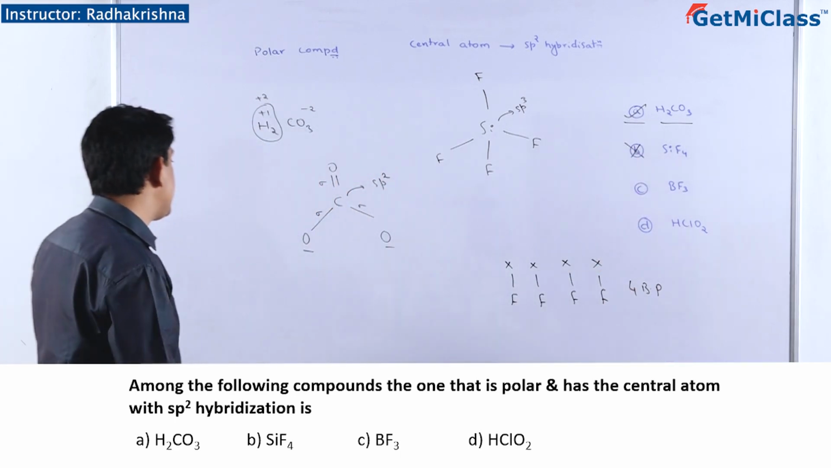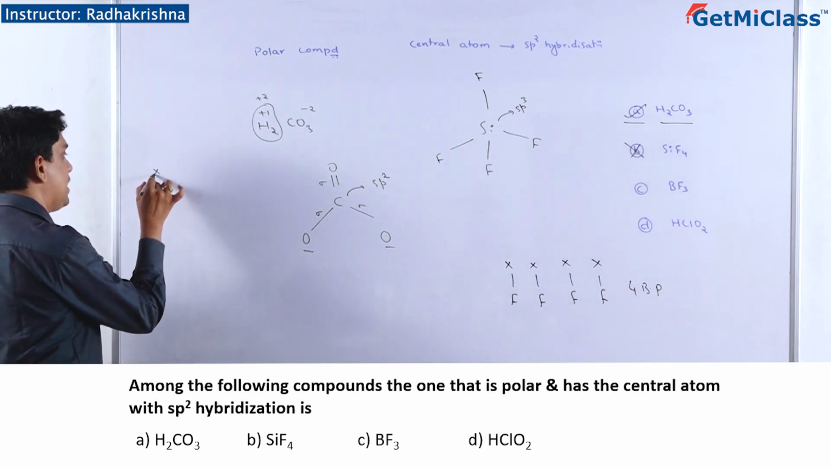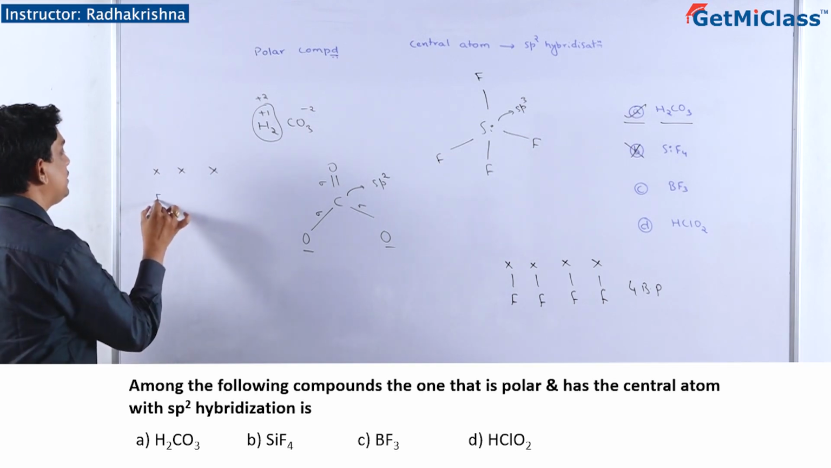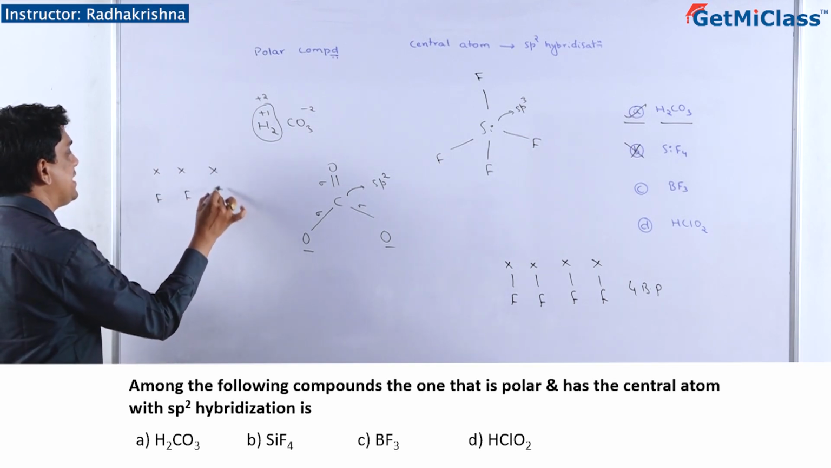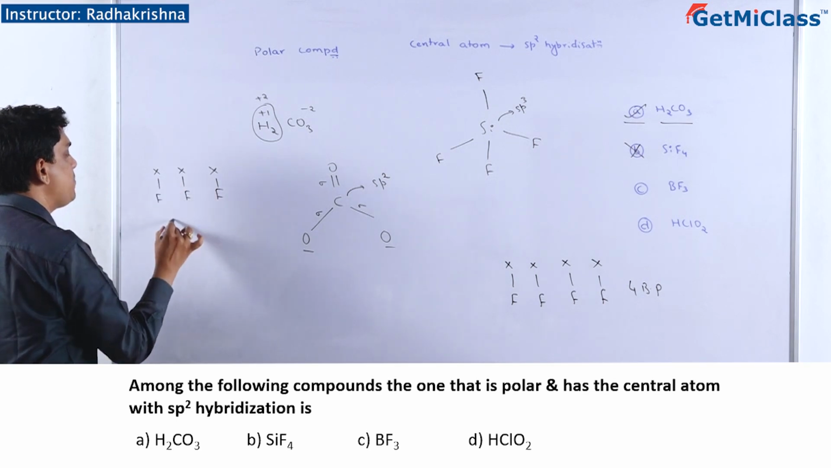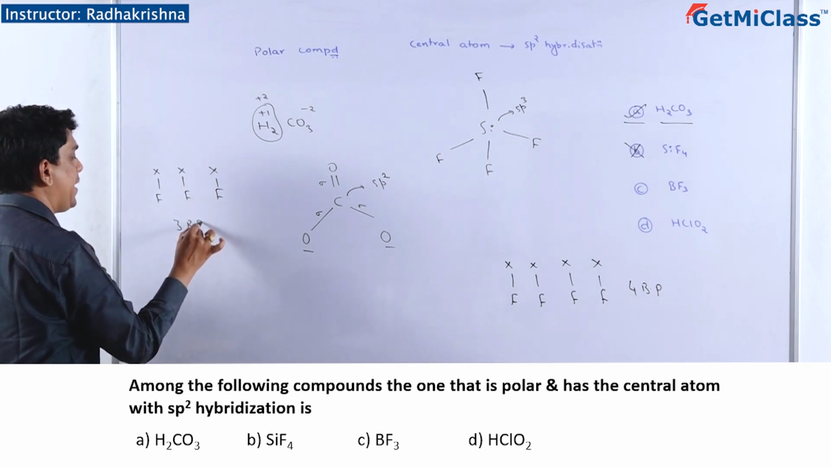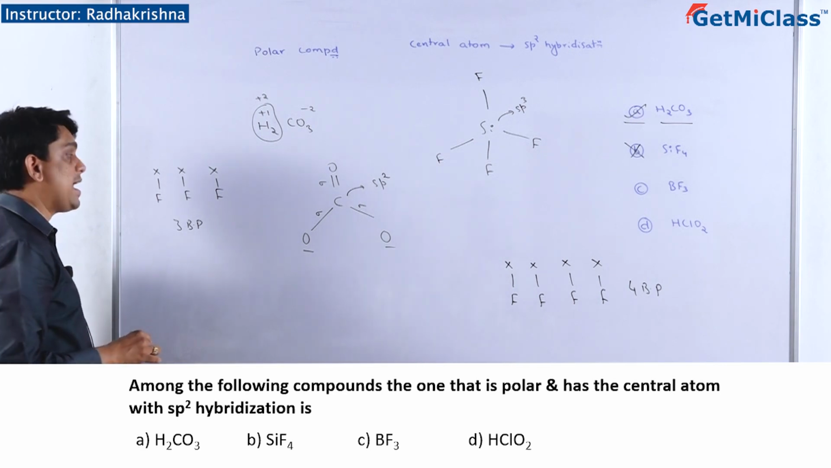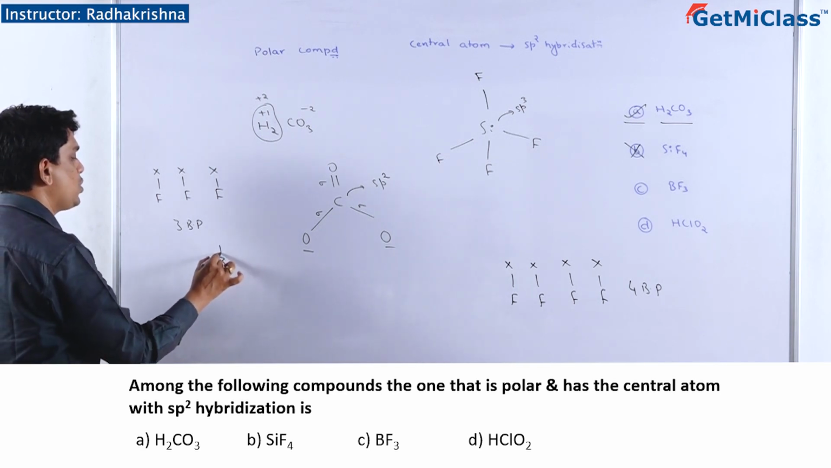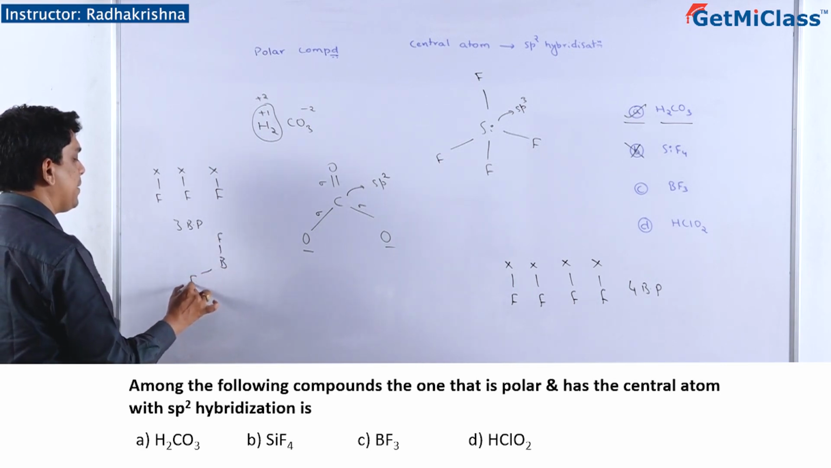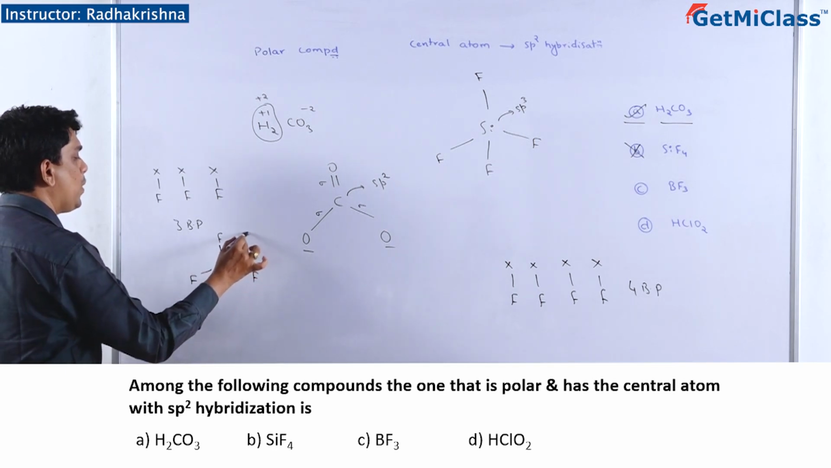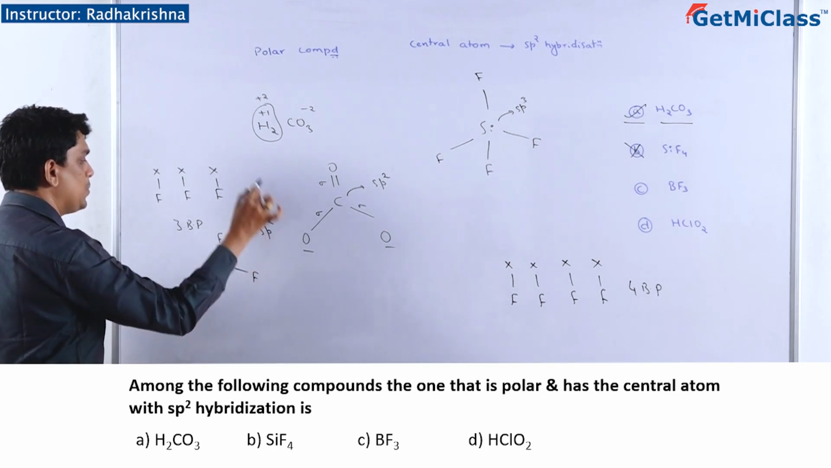Look at option C, boron in the center, group 13, 3 valence electrons. We have 3 fluorines, monovalent atoms. We have 3 bond pairs and no lone pair. 3 bond pairs means we have a trigonal planar geometry. So you look at the trigonal planar geometry. 3 bonds, 1 and 2, is sp2.